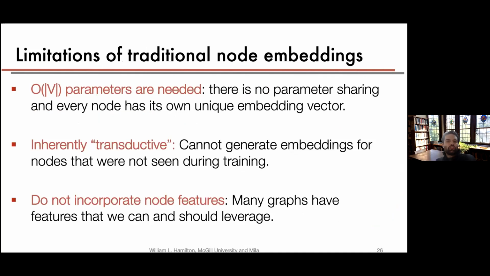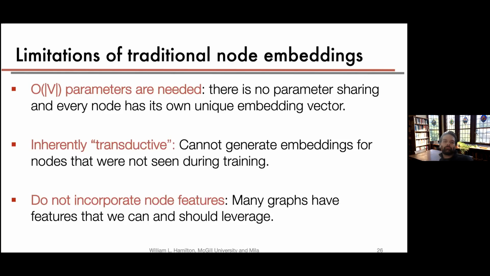In particular, when you're working with these traditional node embedding algorithms, we learn one parameter vector for each node. So we have a unique embedding vector that we're optimizing for each node. And this means the number of parameters that we need in these algorithms is linear in the size of our graph. So as our graph grows, our model grows. And that's problematic because it means that we need to add more memory, add more parameters as we add more nodes in our graph.